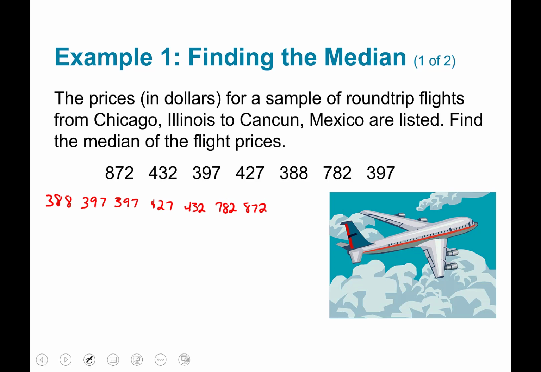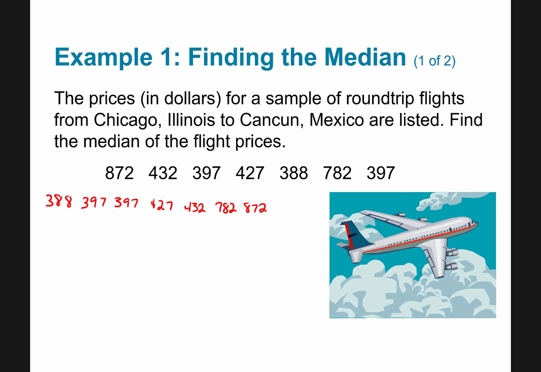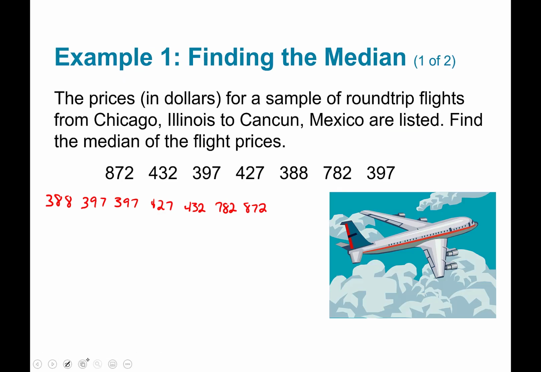And so I want to find the median. If you have a small data set, small data sets are easy enough. You can cross off one from each side to find the median. So in this case, 427 is my median. It's easy enough to do that if you have a small data set.